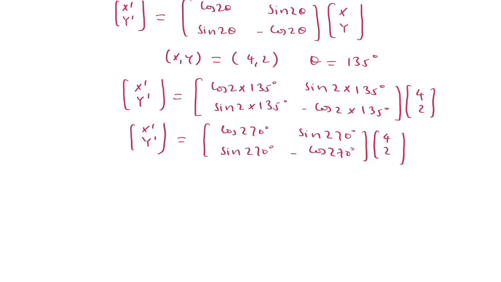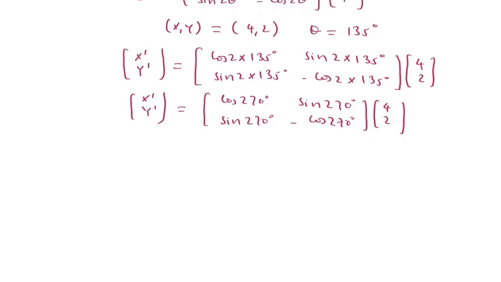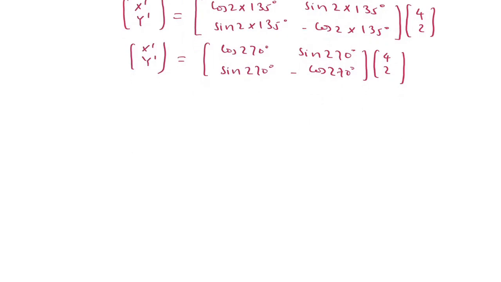Okay, so from here, recording the values for cos 270 degrees, which equals 0, and sin 270 degrees, which equals negative 1, let us substitute these values into our equation. Then our equation is going to be [x image, y image] equals matrix [0, -1; -1, 0] times matrix [4, 2].